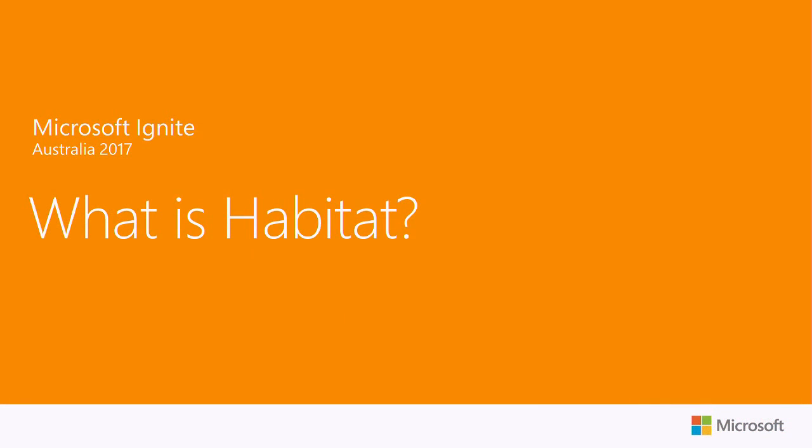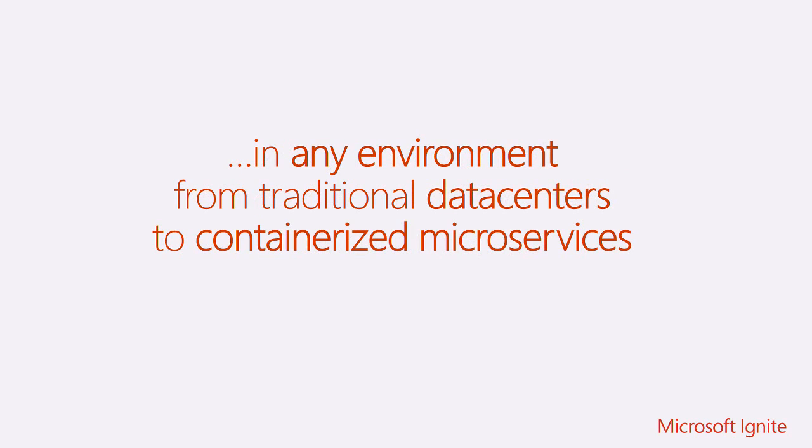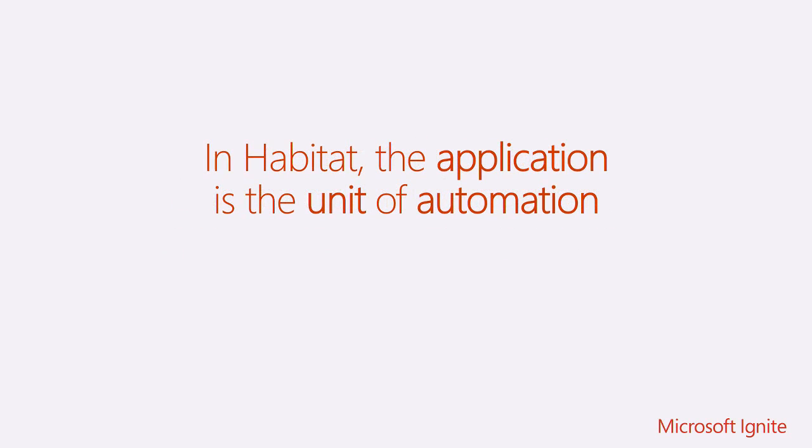So now that we know the why, let's cover the what of Habitat. Briefly, Habitat is a new technology to build, deploy, and manage applications in any environment, from traditional data centers to containerized microservices, from the legacy infrastructure of 30 years ago to the bleeding edge infrastructure innovations of today. The reason for this is that in Habitat, the application itself is the unit of automation. The application package, that artifact we create, contains everything needed to deploy, run, and maintain the application.